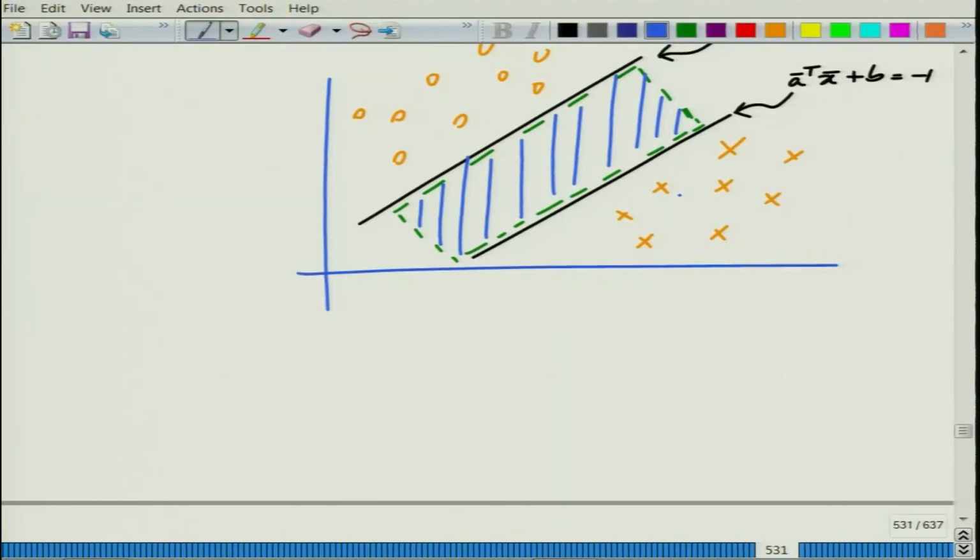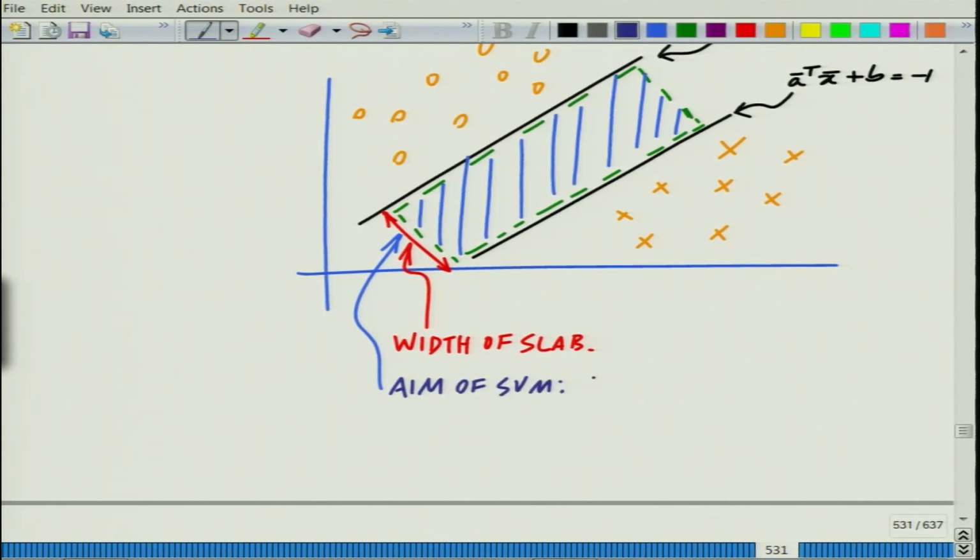the less is your chance of error, and therefore, you want to design your classifier in such a way that the width of this slab, the width of this partition, is maximized. That is the idea essentially in your support vector machine. So, what is the central idea in your support vector machine? I call this the width of the slab. Okay. So, what is the aim of SVM? Now, let us look at the aim of SVM.